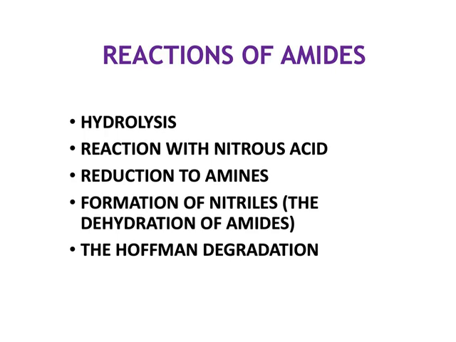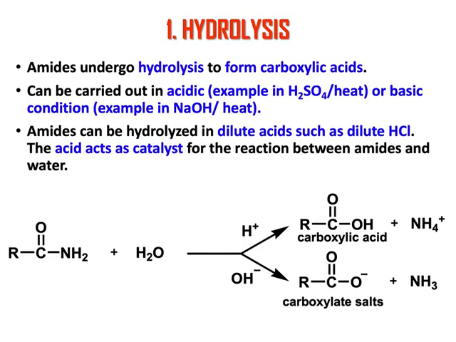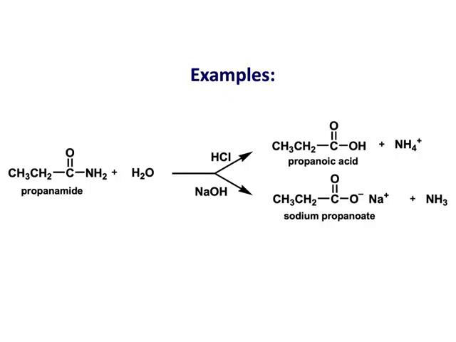Next is the reaction of amide. There are about 5 reactions. First, hydrolysis. Hydrolysis means amides undergo hydrolysis, reacting with water to form carboxylic acid. But it is divided into 2 conditions. First, acidic: if you use acid, you get the carboxylic acid with ammonium ion. But in basic condition, we are using OH minus, so we get the carboxylate salt with ammonia.